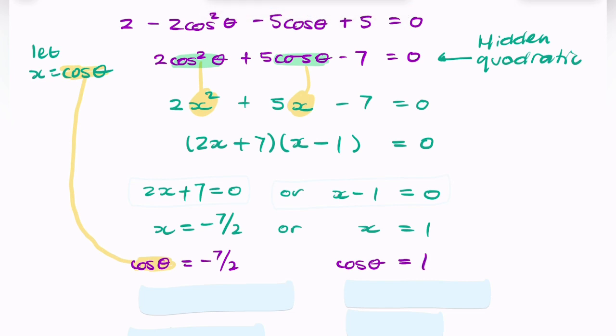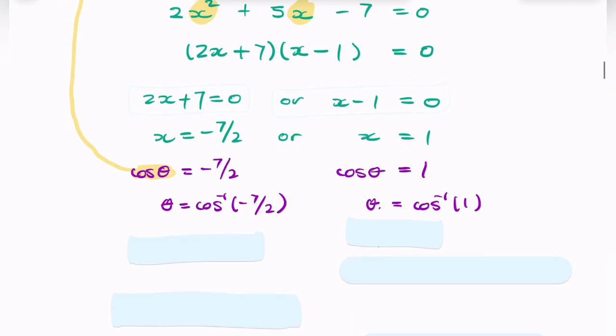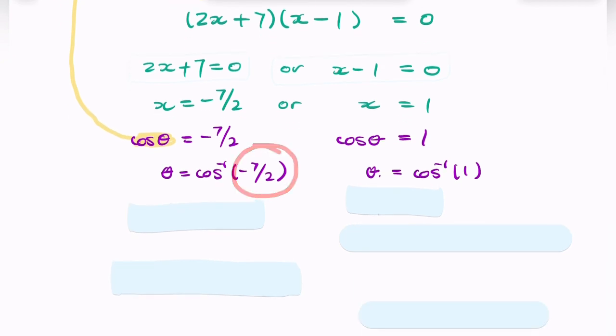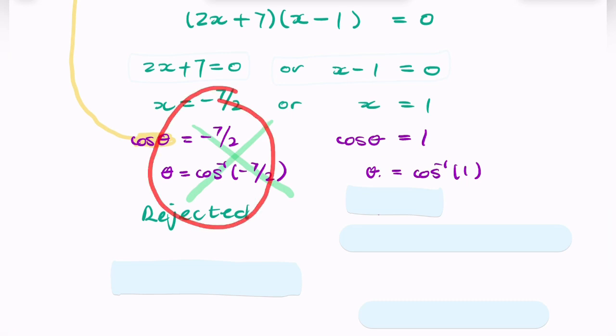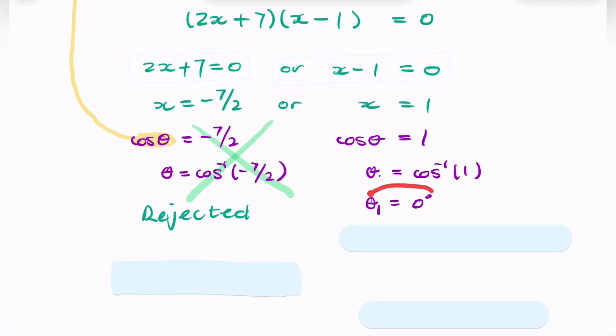So what we want to do is to find theta. So we need to take the inverse cosine of both sides. So the inverse cosine here and the inverse cosine there. Now, negative 7 over 2, that's negative 3.5. That's less than negative 1, so there's no solution to that. So we can reject that side of the quadratic. So this cannot be solved, but this can. So the inverse cosine of 1 is 0.